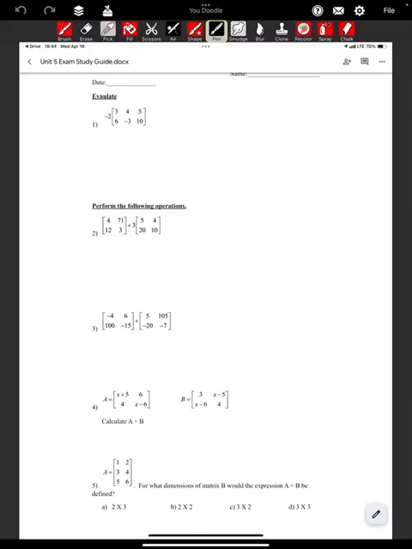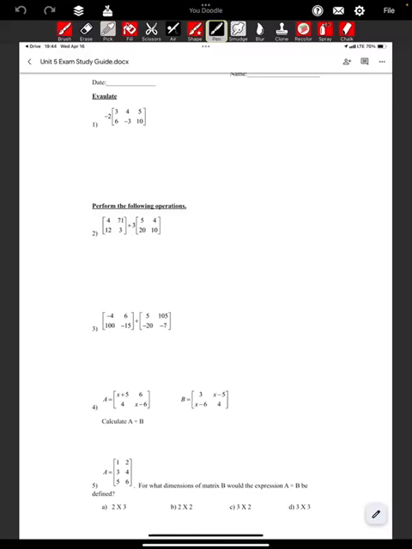Hello, ladies and gentlemen. We're going over the study guide for our Unit 5 test. As you can see in the headline, it is the Unit 5 exam study guide. This is for those people that weren't in class today, but also if you want to review anything that we talked about. So the first thing we're going to talk about is number 1.